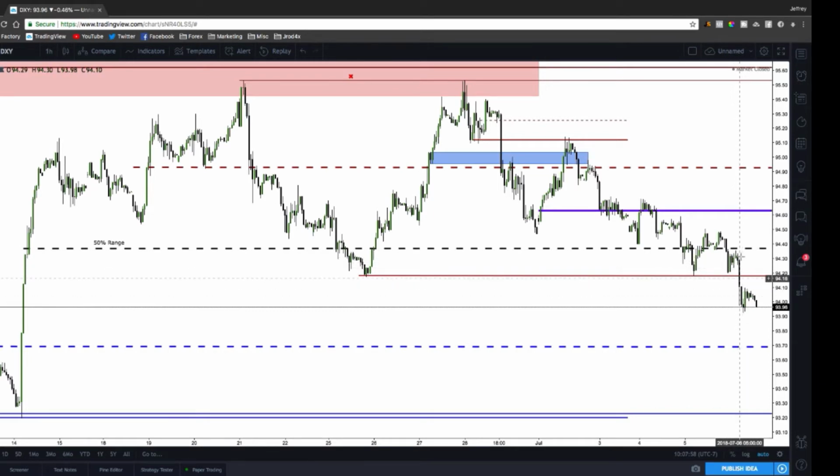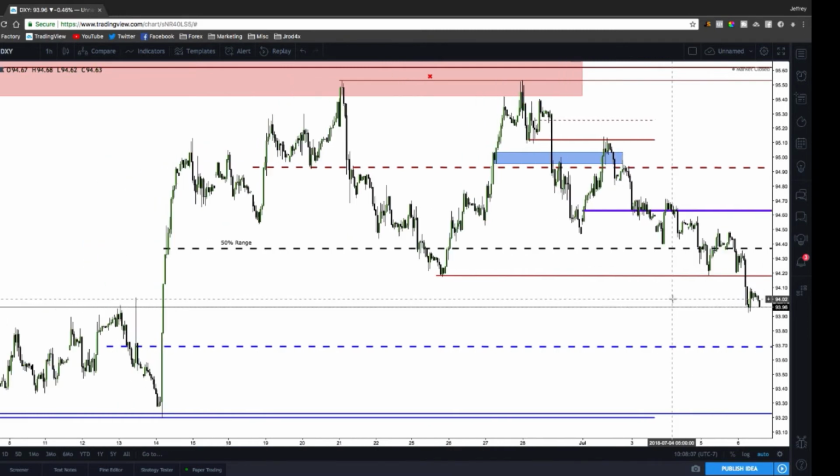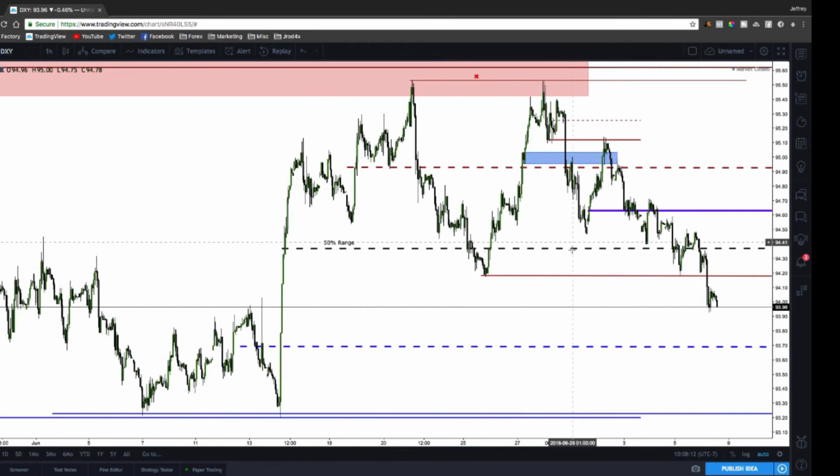We want to see it break through the level with speed. And that's what we've seen here. So that's why I'm expecting further weakness on dollar index. So it's all about starting with that higher time frame and then breaking it down little by little. But that's pretty much everything I wanted to cover for dollar index here.